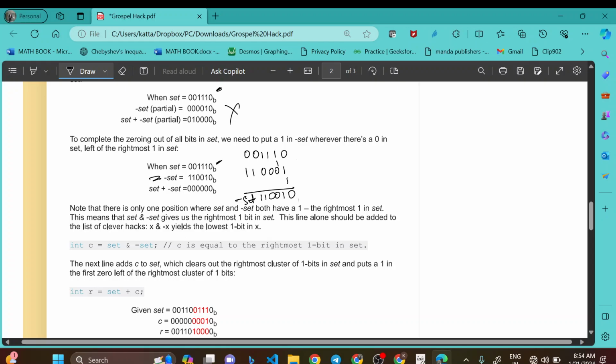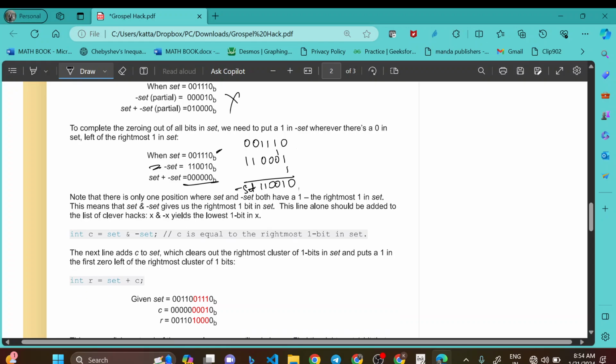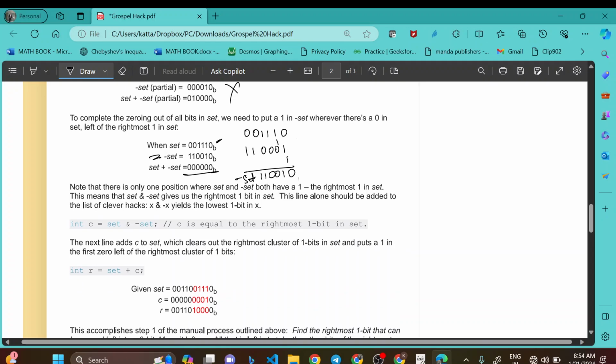Now add them up. If you add them up, you get all zeros, that is for sure. And now if you take the AND of set and minus set, the AND between these two, you'll get this particular result, 0 0 0 1 0. So what are we getting from this? You'll be getting the rightmost one bit.